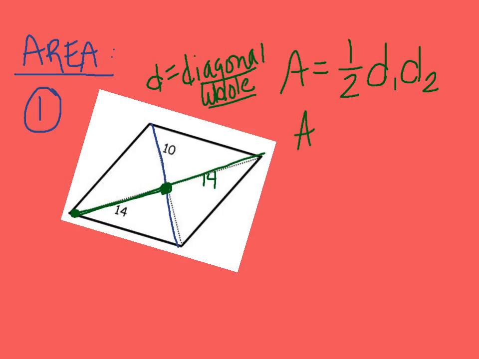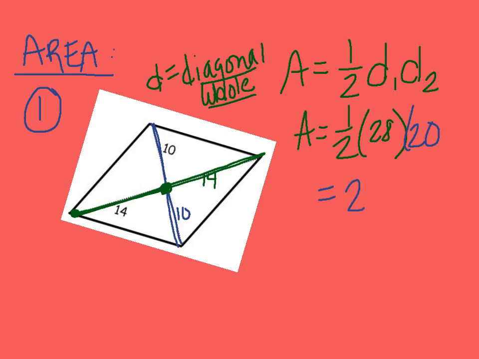So when you plug it in, you'll go 1/2, and then the whole diagonal, the green one, is going to be 28. And then in the other one, we're going to get 10 and 10. So you're going to have the other diagonal being 20. And so then what you do is just go ahead and plug her in. So you would get 1/2 times 28 times 20, which would give you 280. And that's how you figure out the rhombus area.